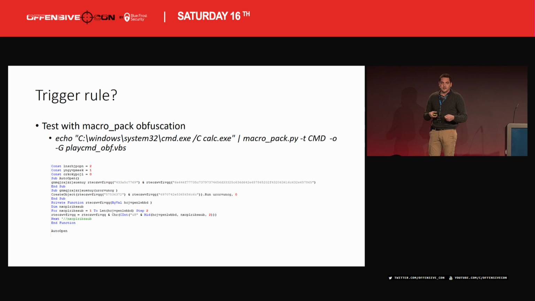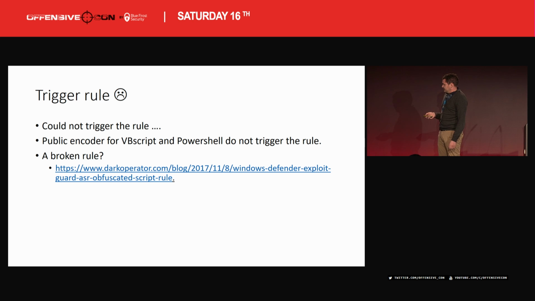First I tried with the MacroPack obfuscation option. You see that this is obfuscated. It's not the best obfuscation you can do, but you see that it's obfuscated, and you could detect it. I don't know, maybe you measure the entropy of the variable names or the strings or something like that. But no, not detected. Other common encryption methods were not detected either.